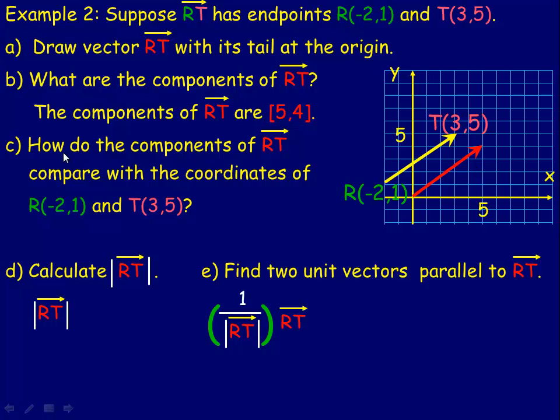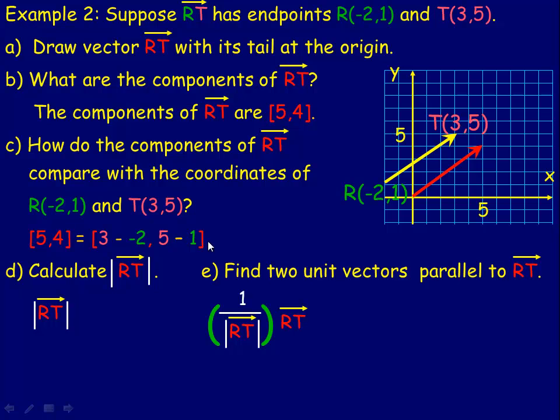Now, the next question is, how do the components of RT, the 5, 4, compare with the coordinates of the points at R and T, at the tail and the head? And this is actually getting at how you find the components of a vector given where the points are at the tail and the head of the vector. That's what this is all about.